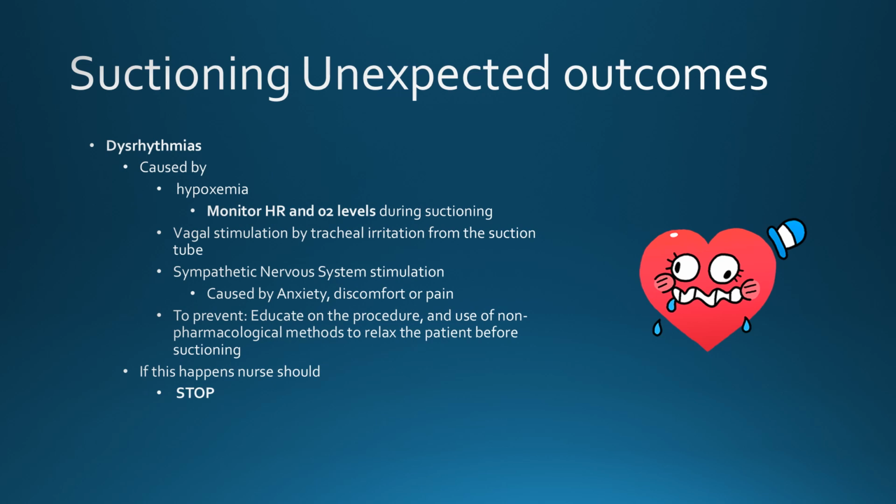A dysrhythmia could also be caused by a vagal stimulation, by tracheal irritation from the suction tube. Or it could be a CNS, central nervous system stimulation caused by anxiety, discomfort, or pain. To prevent this, we just need to educate the patient on the procedure. We possibly need to use some non-pharmacological methods to relax the patient before suctioning. And if we suspect any dysrhythmia happening, we must stop.